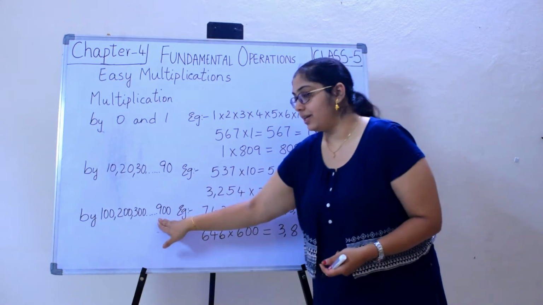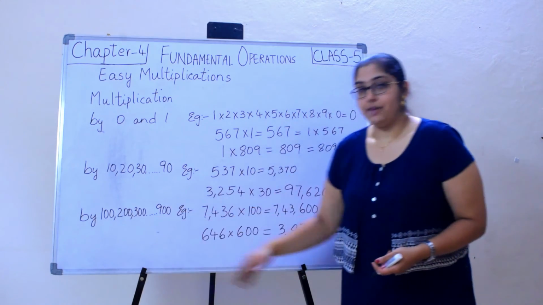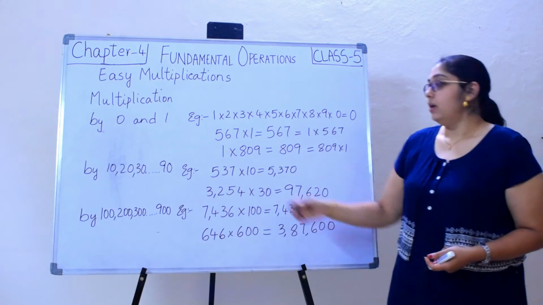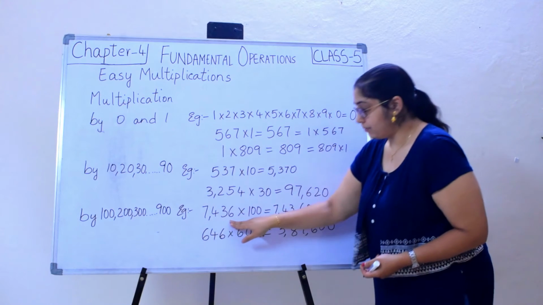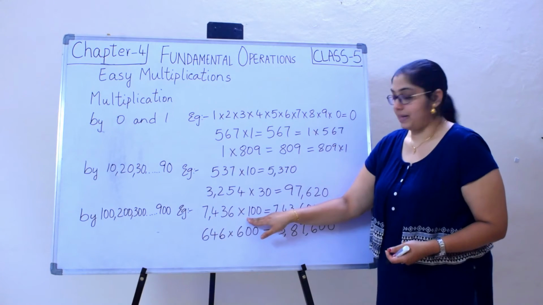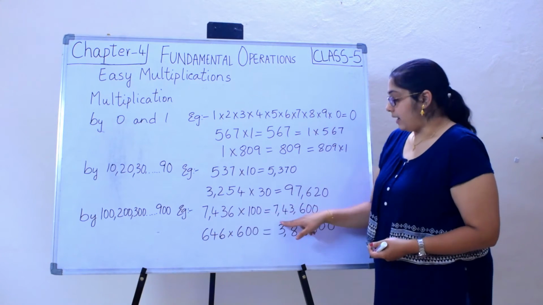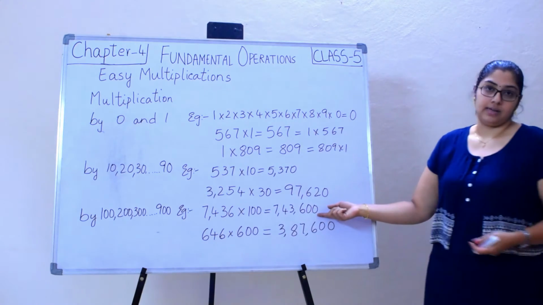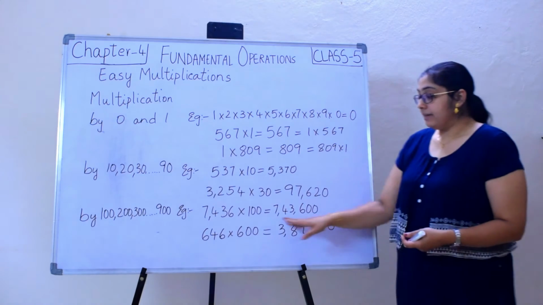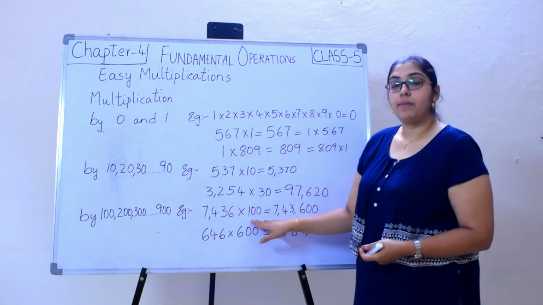It's 4 digit, only 3 digits, 100 to 900. If I multiply any number with 100, what will be my answer? It will be the same number because in the hundreds place I am having 1. I'll write the same number and I'll be adding the 2 zeros to the answer. Okay, but if the number is not 100, what will be my answer?